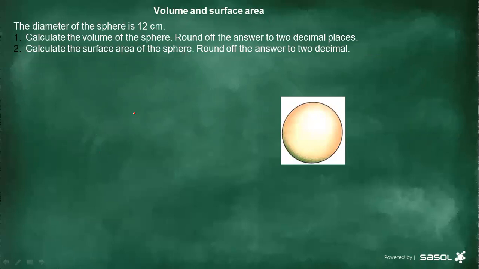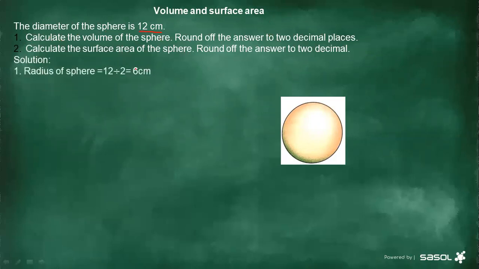All right, and now we say the diameter of the sphere is 12 centimeter. Calculate the volume of the sphere. Round off the answer to 2 decimal places. Let us calculate the volume of the sphere.